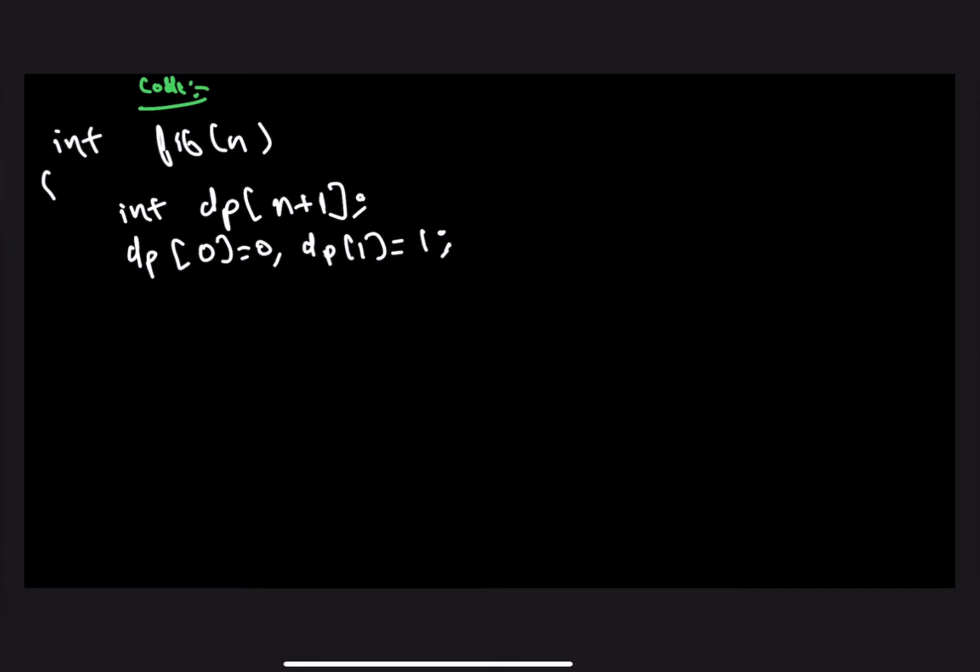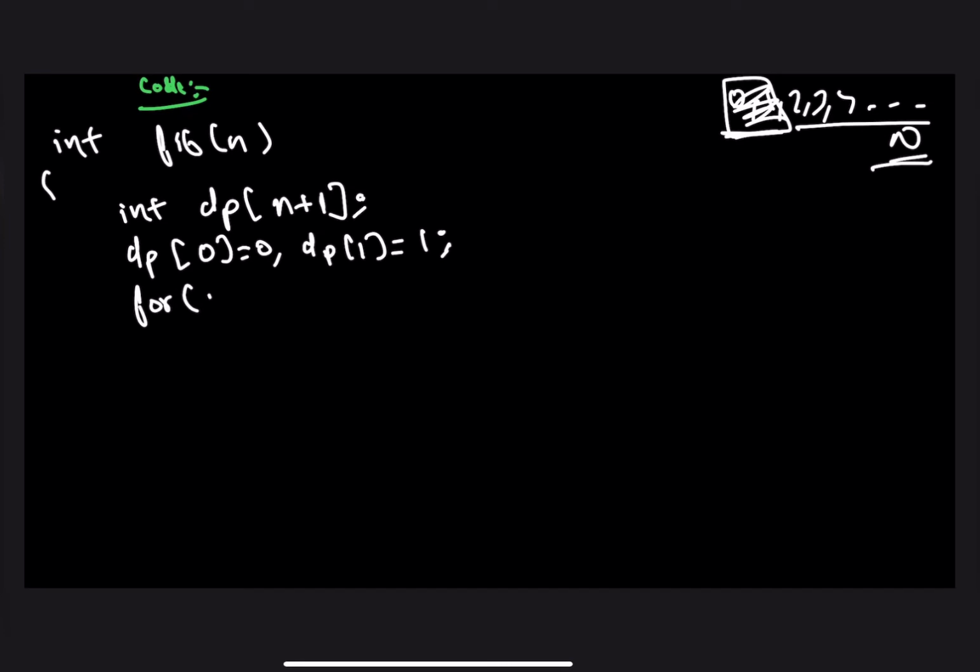Now that we have done these two, all we need to do is iterate over the states in the correct topological order. If you remember, the correct topological order was 0 1 2 3 4 and up to n. We already know the values of 0 and 1, so we don't really need to care about these two. All we need to do is iterate from 2 to n, because that is the correct topological order, and we will solve the states in this order.